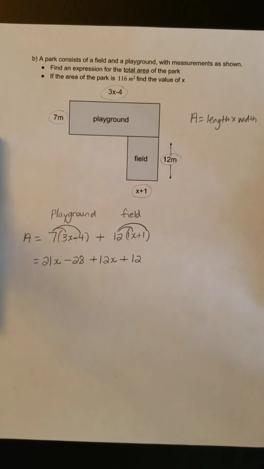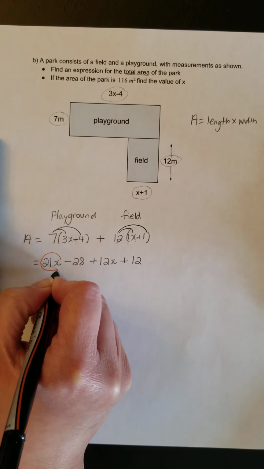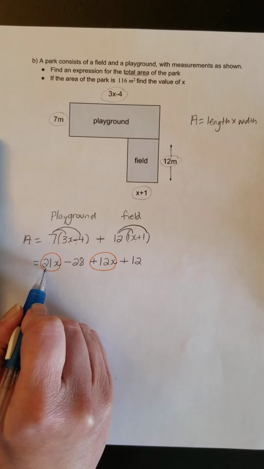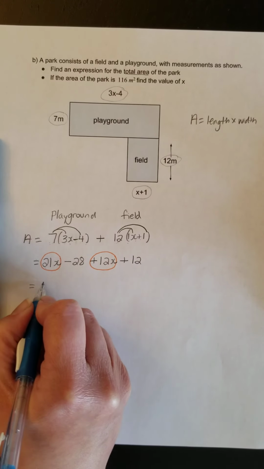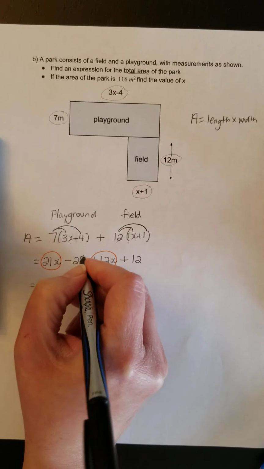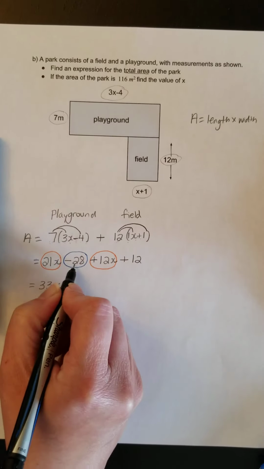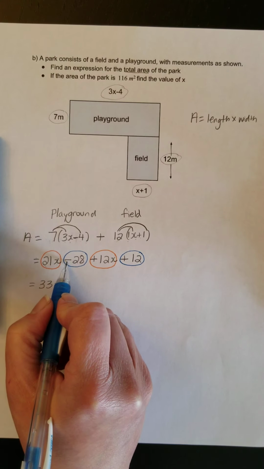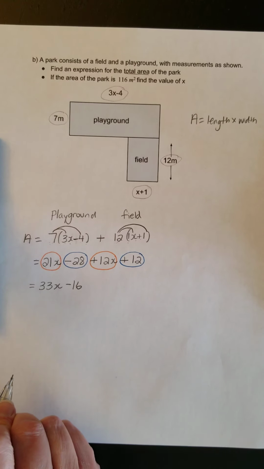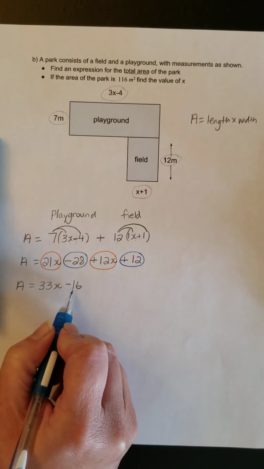Now I have to collect my like terms. Remember, we're always looking for the terms with the x's first. So here I have 21 x's plus 12 x's. Adding those together, I have 21 x's from this part and 12 x's here. I've got 33x. Then you're going to look at the number parts. I have negative 28 and then plus 12. So again, super careful with your calculators here. Make sure you're using your negative sign button. Negative 28 plus 12, we should get negative 16. So that's the first part. My area of the park, an expression, is 33x minus 16.